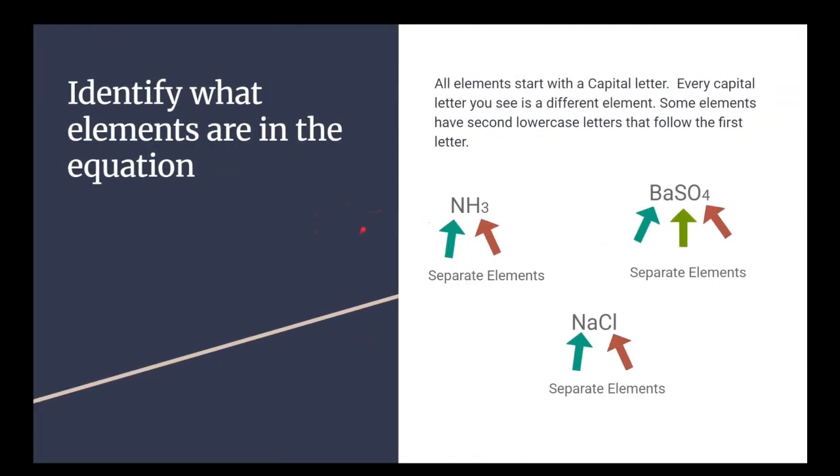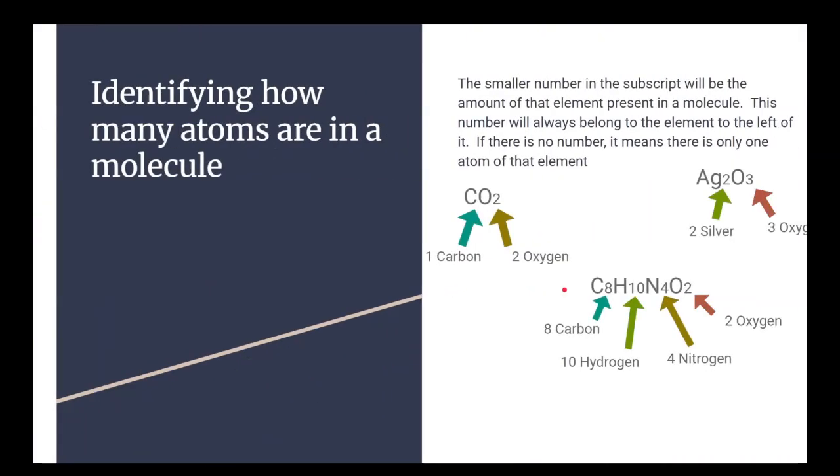Next, we have to identify what elements are in the equation. Every element starts with a capital letter. So every capital letter you see is a different element. Some elements, like barium right here, have a lowercase letter right next to it. This is still a part of the name of the element, it's just an extra letter. So molecules like sodium chloride, even though they both have lowercase letters and there's 4 letters here, there's only 2 elements because there's only 2 capital letters.